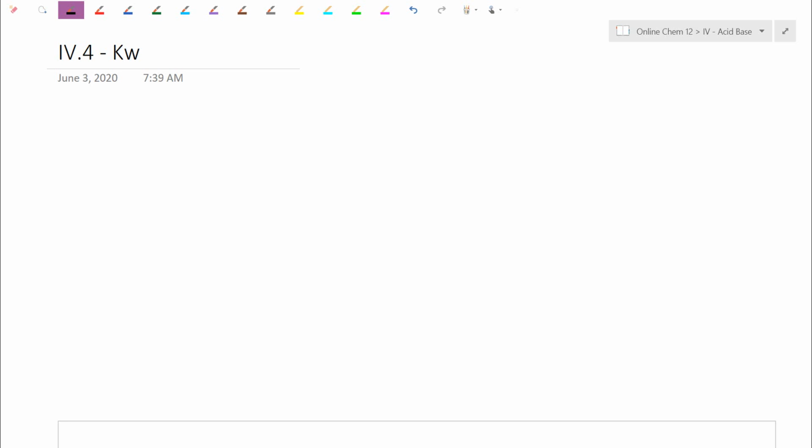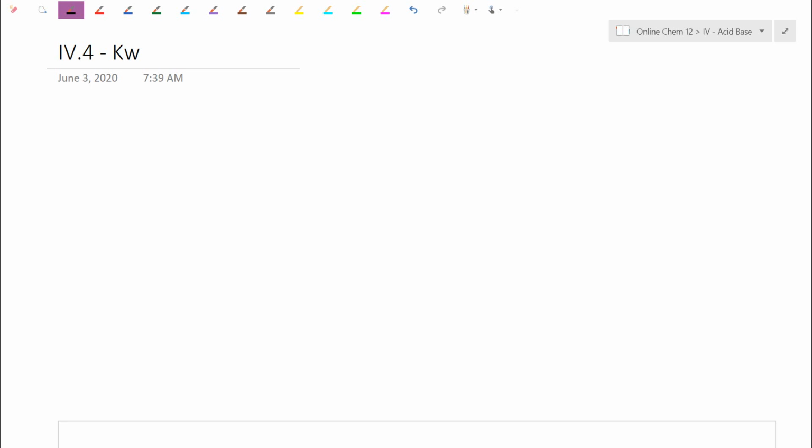So yesterday we started introducing our relative strengths table. Basically, we refer to something as strong if it's 100% associated. That one will definitely be a one-way arrow. The calculations afterwards will be a lot easier. For weak acids, technically it would be anything less than 100%. We're probably talking something more like 5% ionization, 5% dissociation.